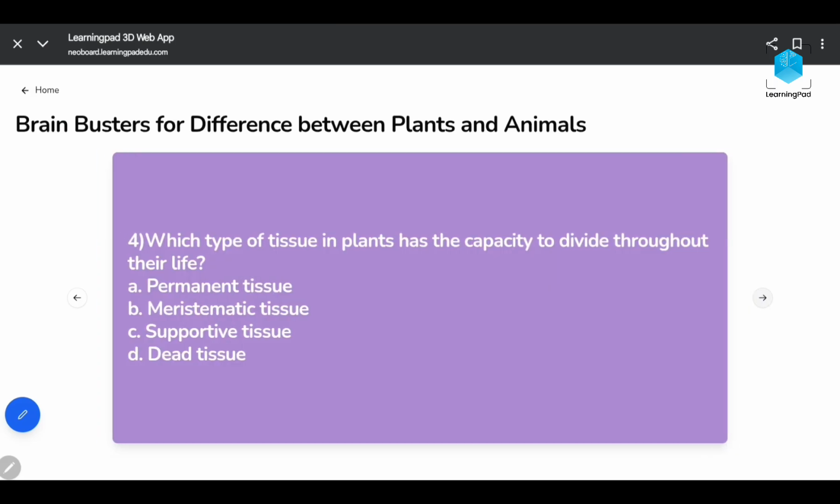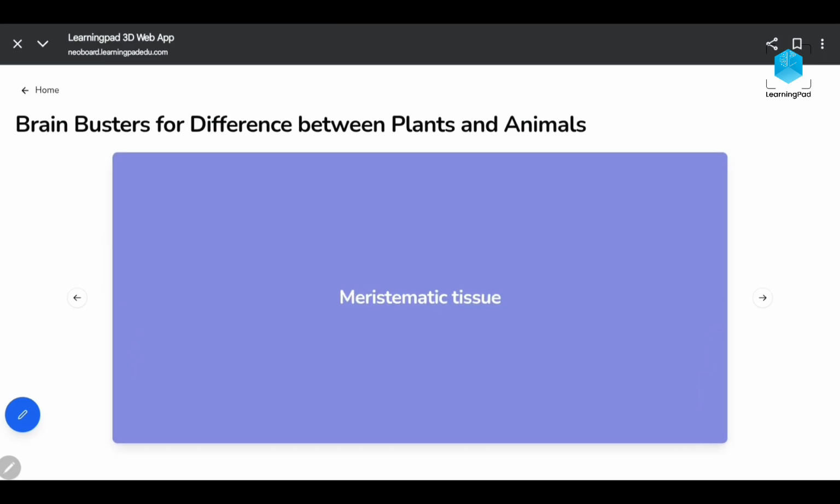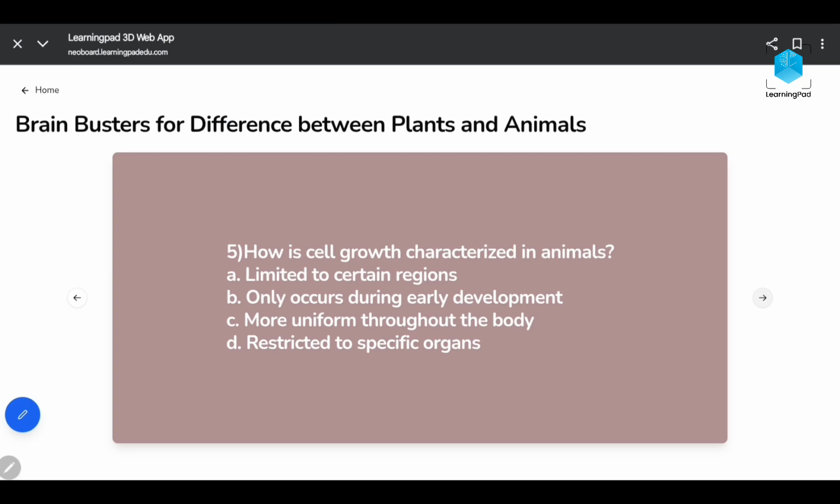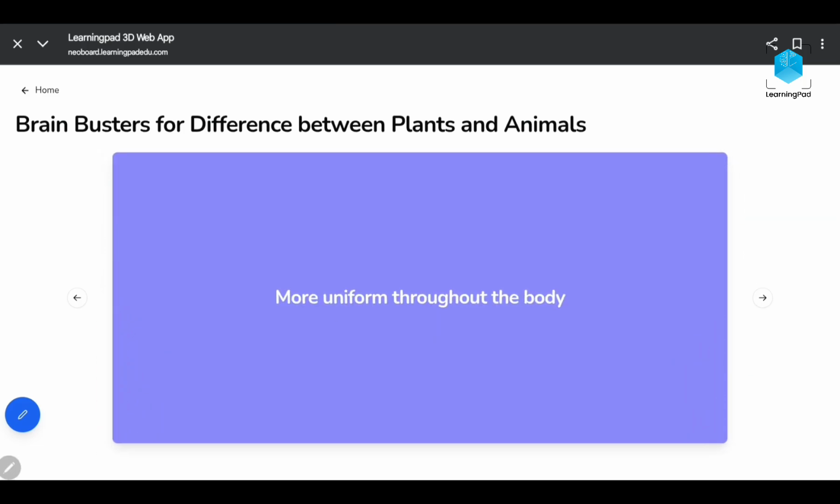Next question. Which type of tissue in plants has the capacity to divide throughout their life? Permanent tissue, meristematic tissue, supportive tissue, or dead tissue. Guesses? Answer is meristematic tissue. Cell growth in animals is: limited to certain regions, occurs during early development, uniform throughout the body, or restricted to specific organs. It is uniform throughout the body.